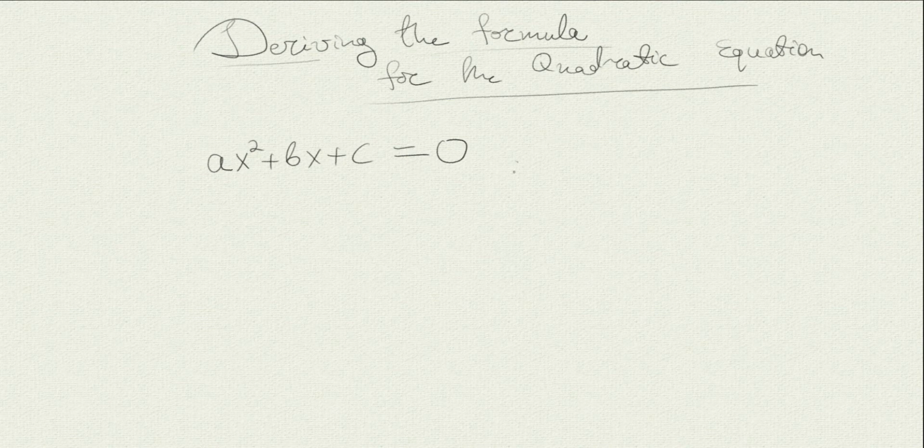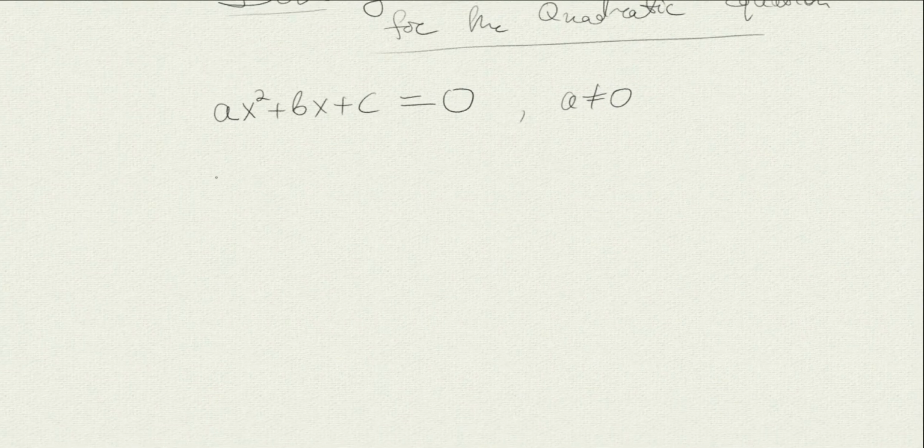Well, first of all, we may assume that a is not 0, because if a equals 0, then we have a linear equation which we know how to solve easily. So suppose that a is not 0. Then we can divide by a, and this will not affect the solutions of the equation. So we are left with the equation x² + (b/a)x + c/a = 0. And how would we proceed from here?